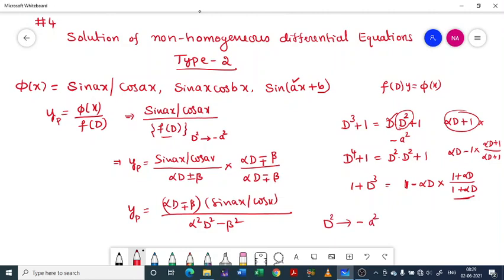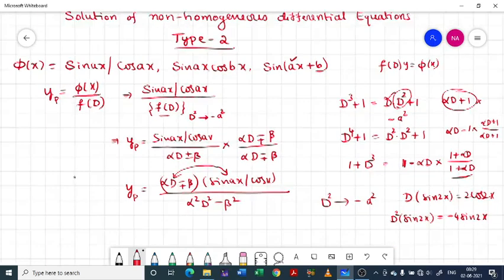And one thing you have to keep in mind here is multiplying this. Here d stands for differentiation. So if you get a term like d of sin 2x, then you have to write that as 2 cos 2x. That means you have to differentiate it. If you get d square of sin 2x, it will be d of 2 cos 2x, that is minus 4 sin 2x. I mean you have to differentiate it twice. Similarly, if you get terms like 1 by d, then you have to integrate it.